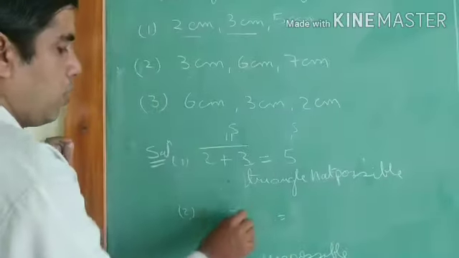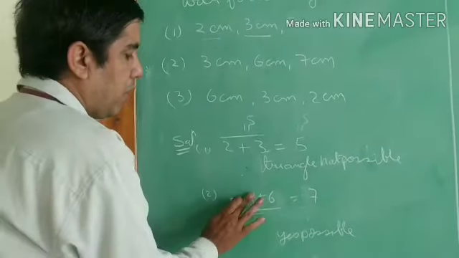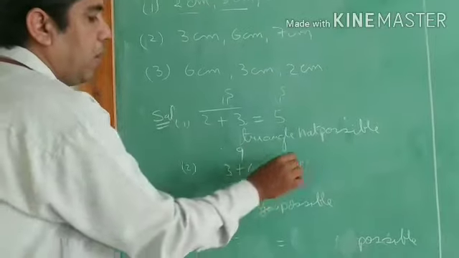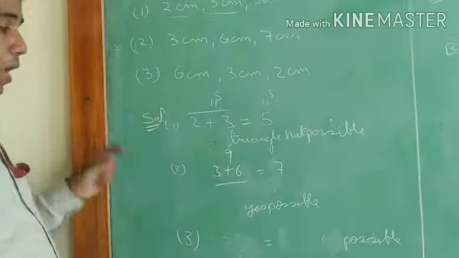Now next one. In this case you can see 3 plus 6, and here it is 7. 3 plus 6, what is the answer? The answer is 9, and here it is 7. So is it possible? Yes, possible. But I will check for the others also.